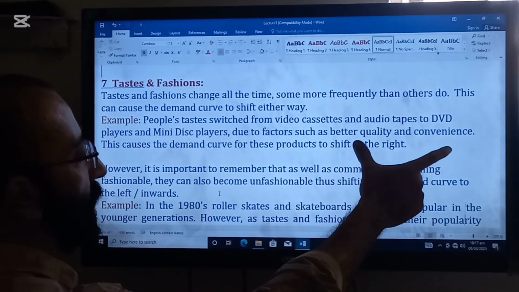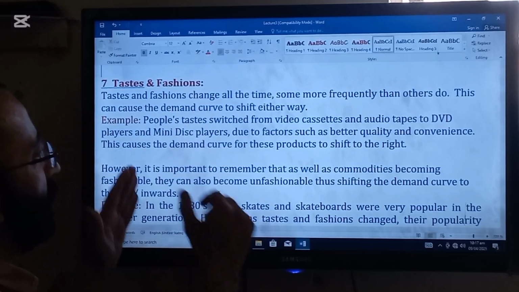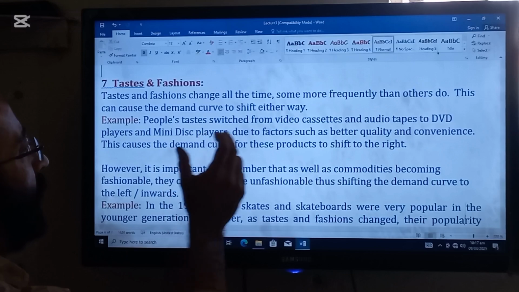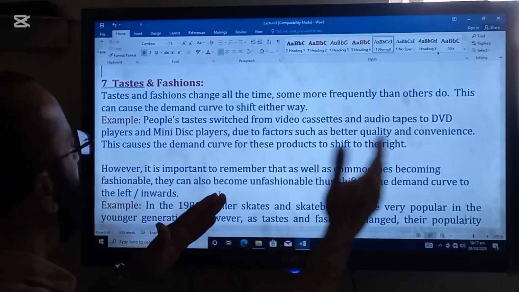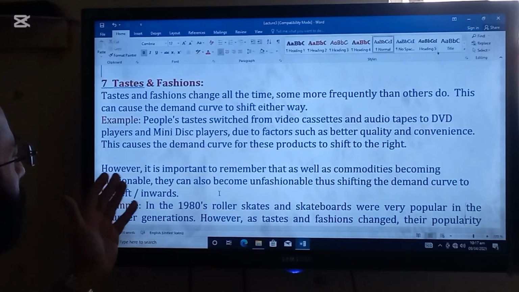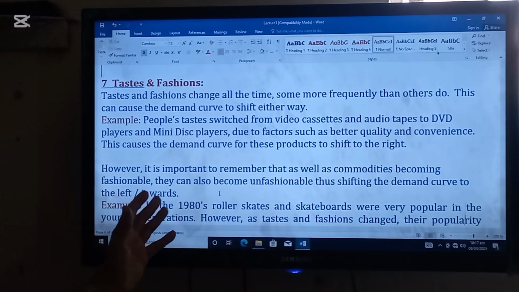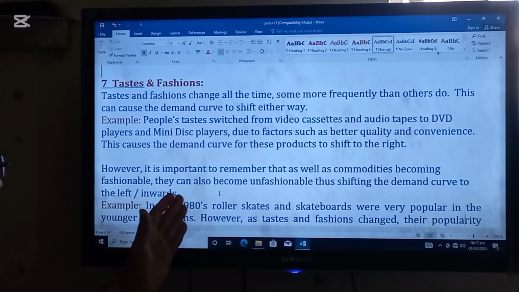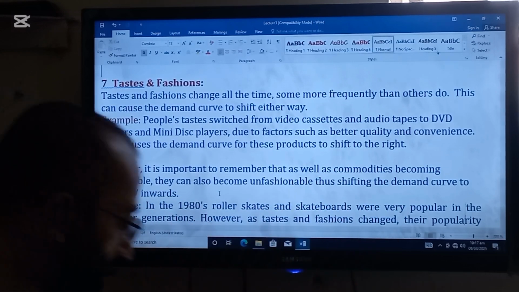So these are the things which are changing the taste and fashion of the people: better quality and convenience. So people are now purchasing fewer video cassettes as they are moving to DVD players because they have better quality and convenience. This causes the demand curve for these products to shift to the right. However, it is important to remember that as well as commodities becoming fashionable, they can also become unfashionable, thus shifting the demand curve to the left, inward.